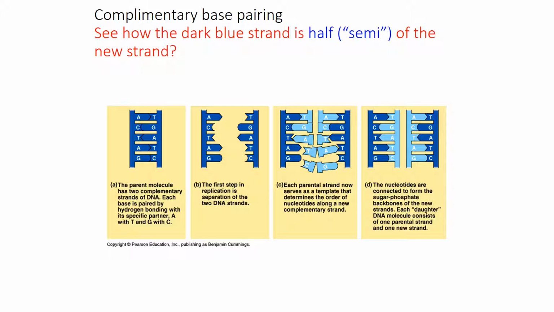Fully conservative replication would mean that we would start with a strand of DNA all dark blue, and then we would end up with one copy that was all dark blue and one copy that was all light blue, and that just wouldn't work. So semi-conservative replication is the model that researchers used to figure out, that was their hypothesis, that the replication would be semi-conservative, and they did prove it through a series of experiments.